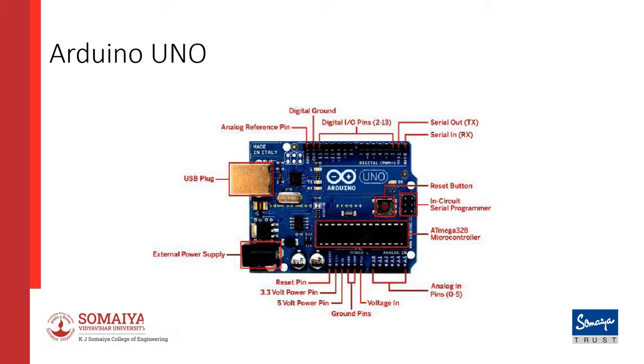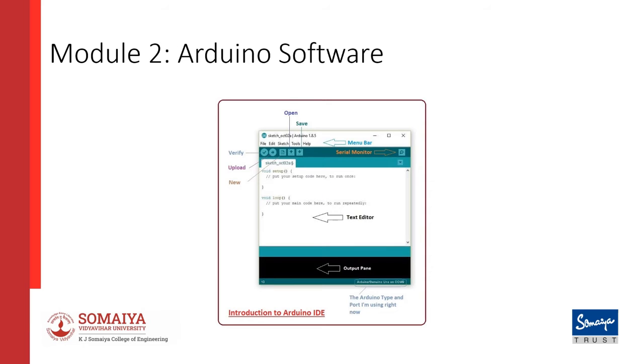The next part of this module will focus on Arduino as a main circuit as well as Atmega 328, which is its main microcontroller. We are going to learn about this microcontroller.